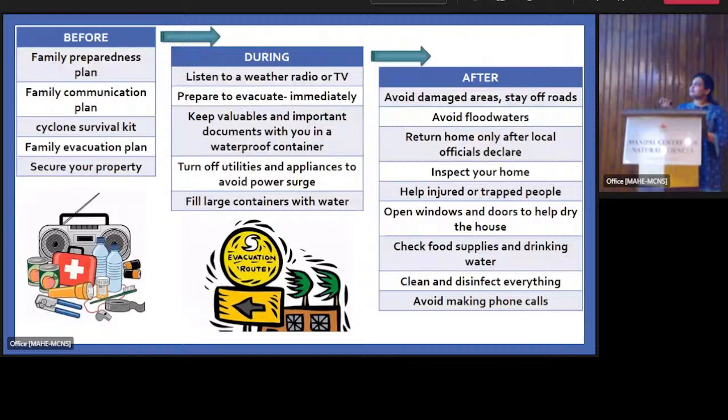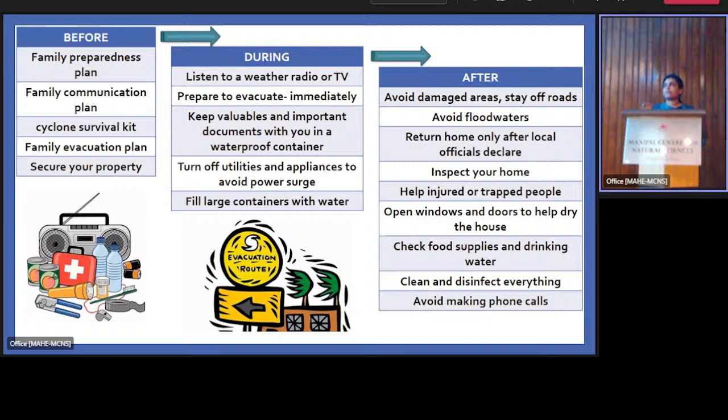Now, there is some preparedness before, during and after, but we need to see what we should do before the cyclone happens, because now the weather services can predict. They will inform you that the cyclone will come within this many hours. So you need to prepare yourself first. You need to communicate with your family, have a cyclone survival kit, go back home as soon as possible and secure your property. This needs to be done before the cyclone hits.